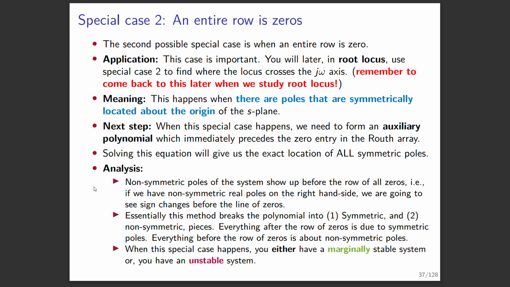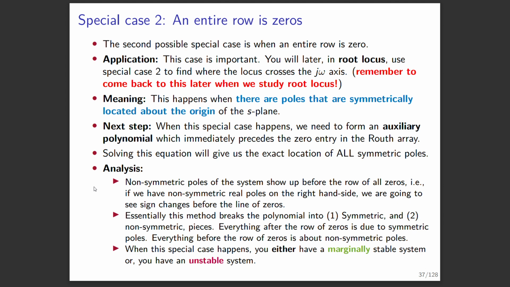I said there are poles that are symmetrically located about the origin. So I'm trying to find out how many poles are on the right-hand side. That's what Routh-Hurwitz is supposed to tell me. But this is a special case. In this special case, it's telling me, hey, I can sense symmetricity. Well, symmetricity doesn't necessarily mean that I have unstable poles. It means that I have symmetricity about the origin.